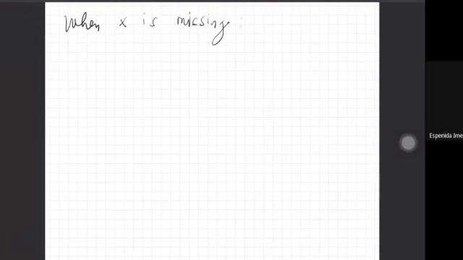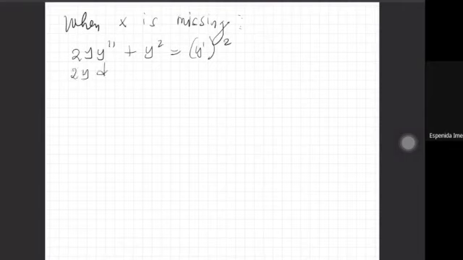So when x is missing, what are we going to do? Okay, let's have an example here. Let's say 2y y double prime plus y squared equals y prime squared. As you can see, you don't have an x variable. So you can write this as 2y times the second derivative of y with respect to x, plus y squared equals (dy/dx) squared.